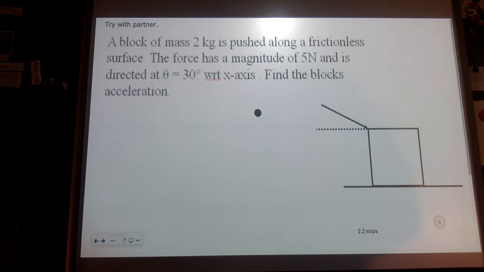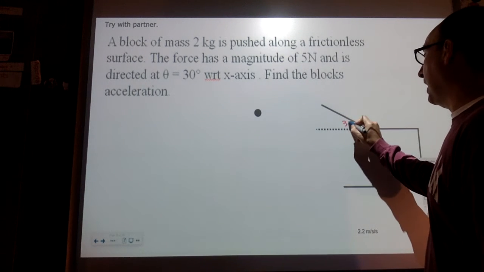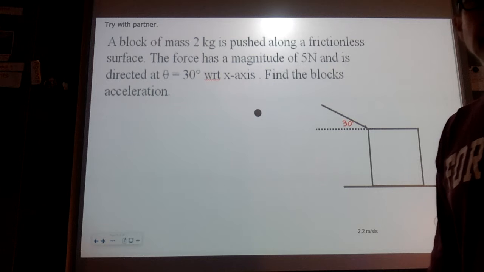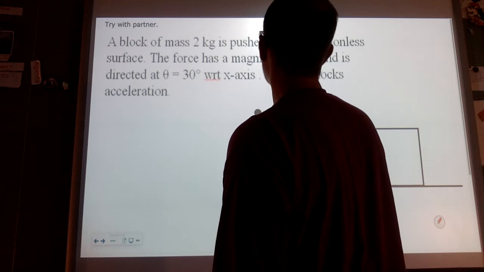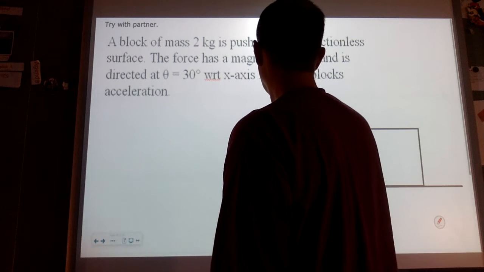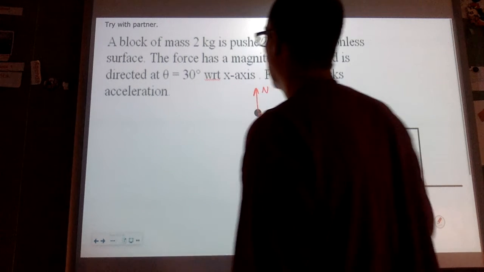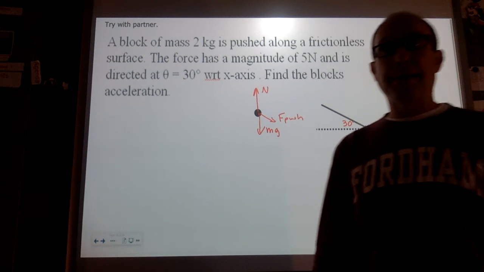First one, a block of mass 2 kilograms is pushed along a frictionless surface. The force has a magnitude of 5 and is directed at 30 degrees with respect to the x-axis. Find the block's acceleration. So that's telling me that this angle in here is 30 degrees. So I'm going to draw the forces that are acting on this block. That would be mg, F push, and normal. My normal should be longer than my weight.